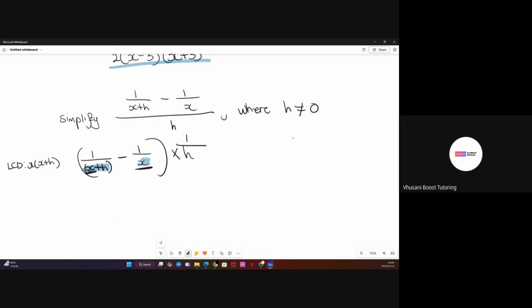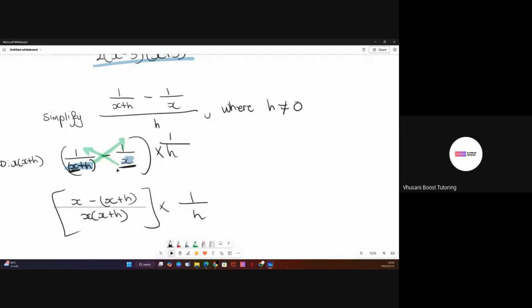So let's continue. Our lowest common denominator would be x multiplied by x plus h. So let's write down our lowest common denominator: x multiplied by x plus h. Then what do I do after that? I just take these denominators and cross multiply them. I'll cross multiply it with that one, and I'll also cross multiply this x with that one as well. So I have x minus x plus h. Hope you guys agree with me on that one. And then remember, we still have the 1 over h as well.